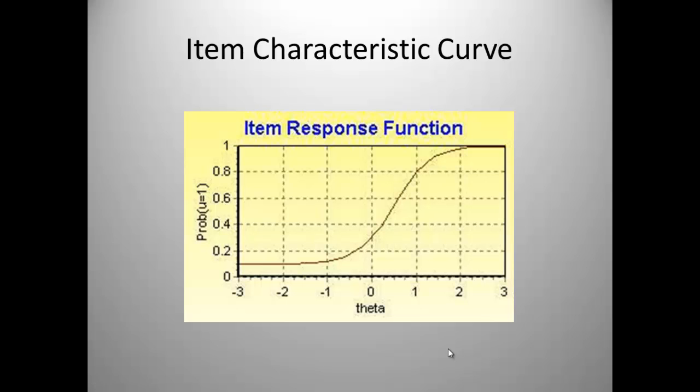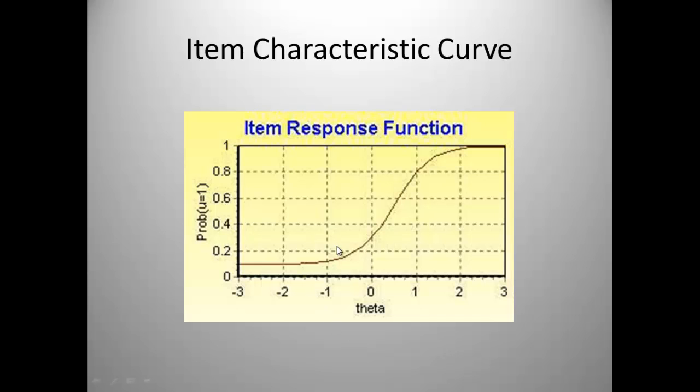Here's another item characteristic curve, and it simply is showing the same thing, except they've obviously broken it into quadrants for you so you can map it easier. Just a different kind of item response function, essentially a different kind of item characteristic curve. It's probably a different item than the one we just saw.